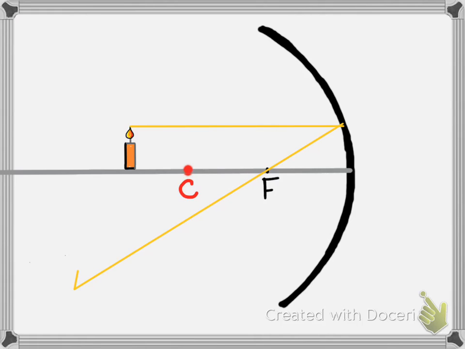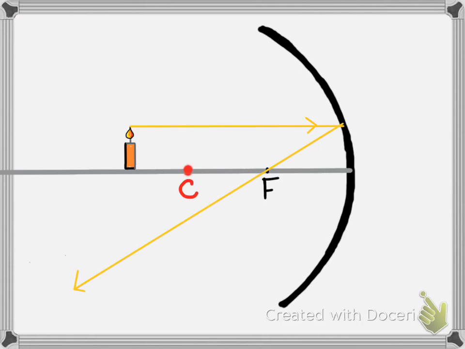So that's my first ray, and I typically put an arrow somewhere on the ray to remind myself which direction each of those rays is passing. So again, we've taken a ray from the object to the mirror, and it's coming back through the focal point. Okay, on to our next ray.